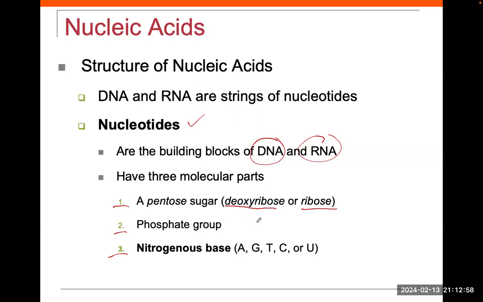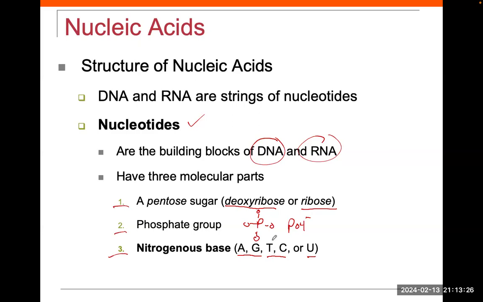The second is the phosphate group. Remember, a phosphate group is PO4, right? PO4. And the third is nitrogenous bases, A, G, T, C. So it's adenine, guanine, thymine, and cytosine, and uracil.